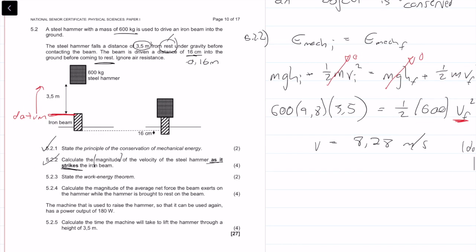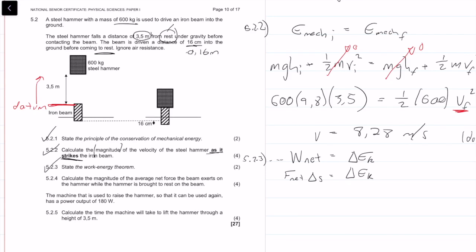Okay, then it says 5.2.3 is a definition, state the work energy theorem. Okay, so we can say, I'm not going to write this out, but basically the work done by a net force on an object is equal to the change in kinetic energy of the object. So basically work net equals change in EK, and our work net is F net change in S, change in displacement, which is equal to our change in EK.